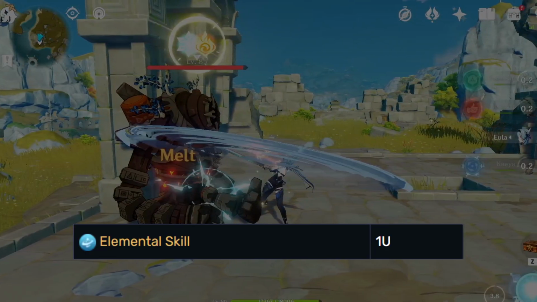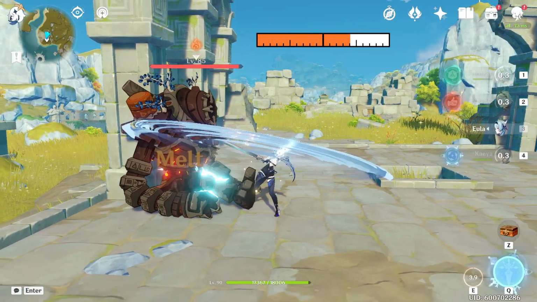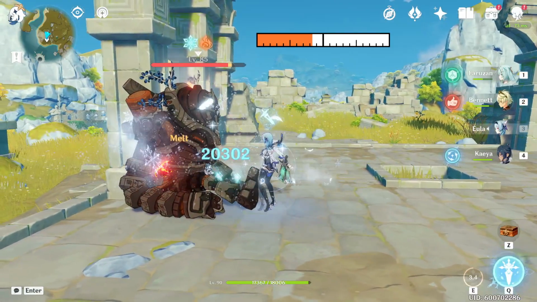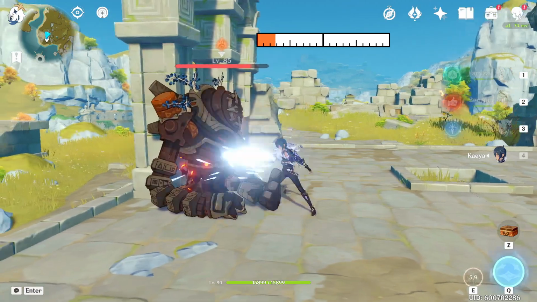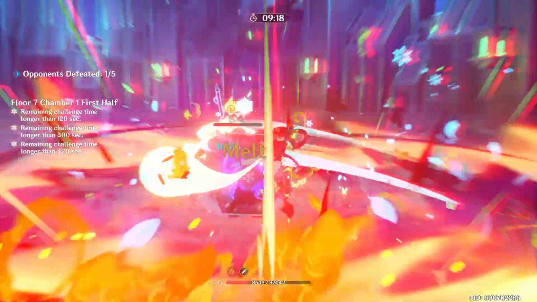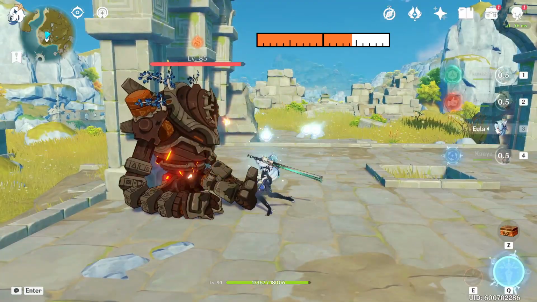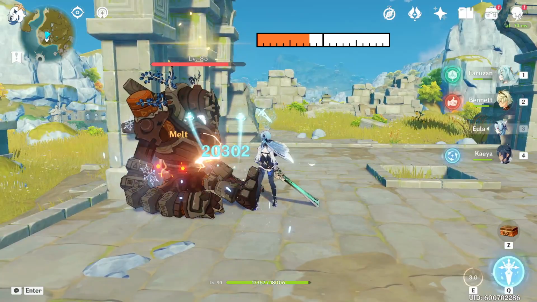Eula's skill is also a 1U attack, but since we're using it to trigger a reverse melt, we only consume 0.5 gauge units of our aura. This leaves plenty of that pyro aura for potentially another reaction. Of course, a forward melt has a higher damage multiplier than a reverse melt, but being able to leave some of that aura for another reaction can be a worthwhile trade-off.